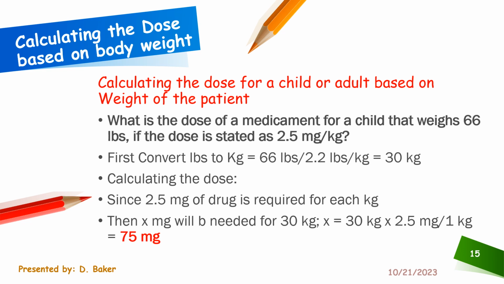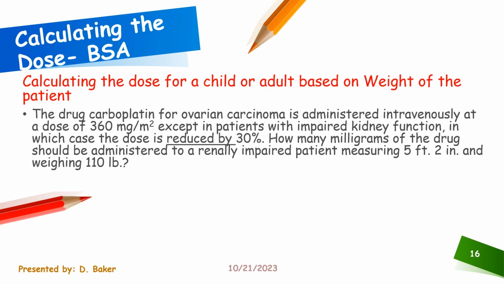And then we're going to calculate the dose. Here you can simply use ratio and proportion. So 2.5 milligrams of the drug is required for each kilogram of body weight, so X milligrams of the drug will be needed for the 30 kilograms. Once you work that out, you should be getting 75 milligrams for the dose.